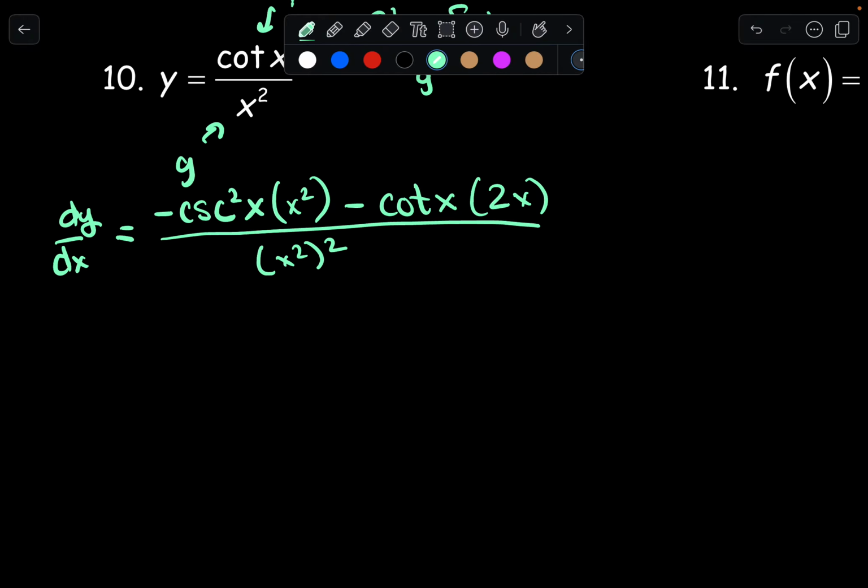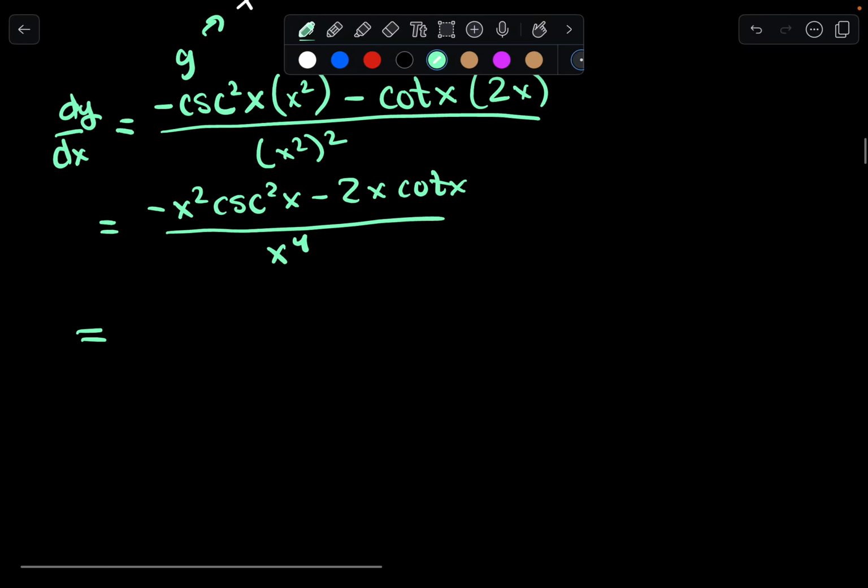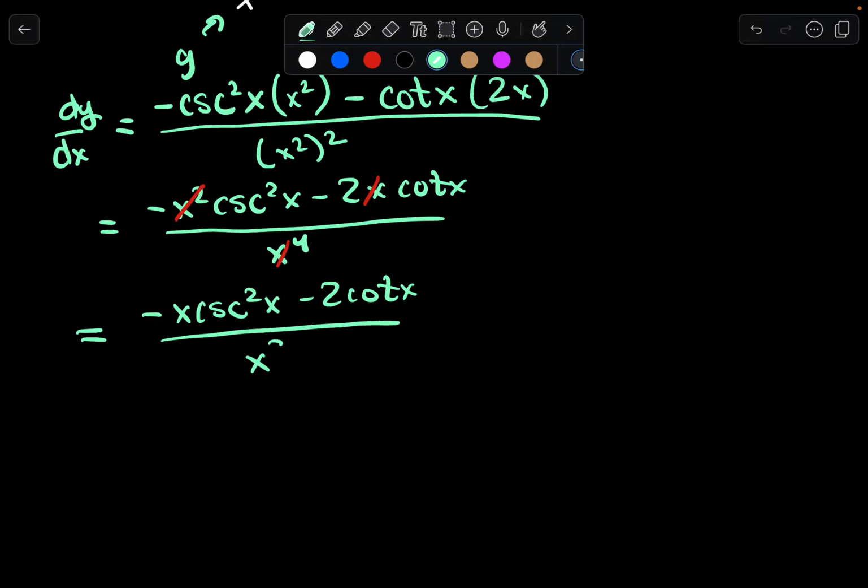All right, if this was a free response, you could stop, but we're going to go ahead and work on simplifying. So we end up with negative x squared cosecant squared x minus 2x cotangent x divided by x to the power of 4. Every term has at least one x, so we can go ahead and cancel one of those out. So we end up with negative x cosecant squared x minus 2 cotangent x divided by x cubed.